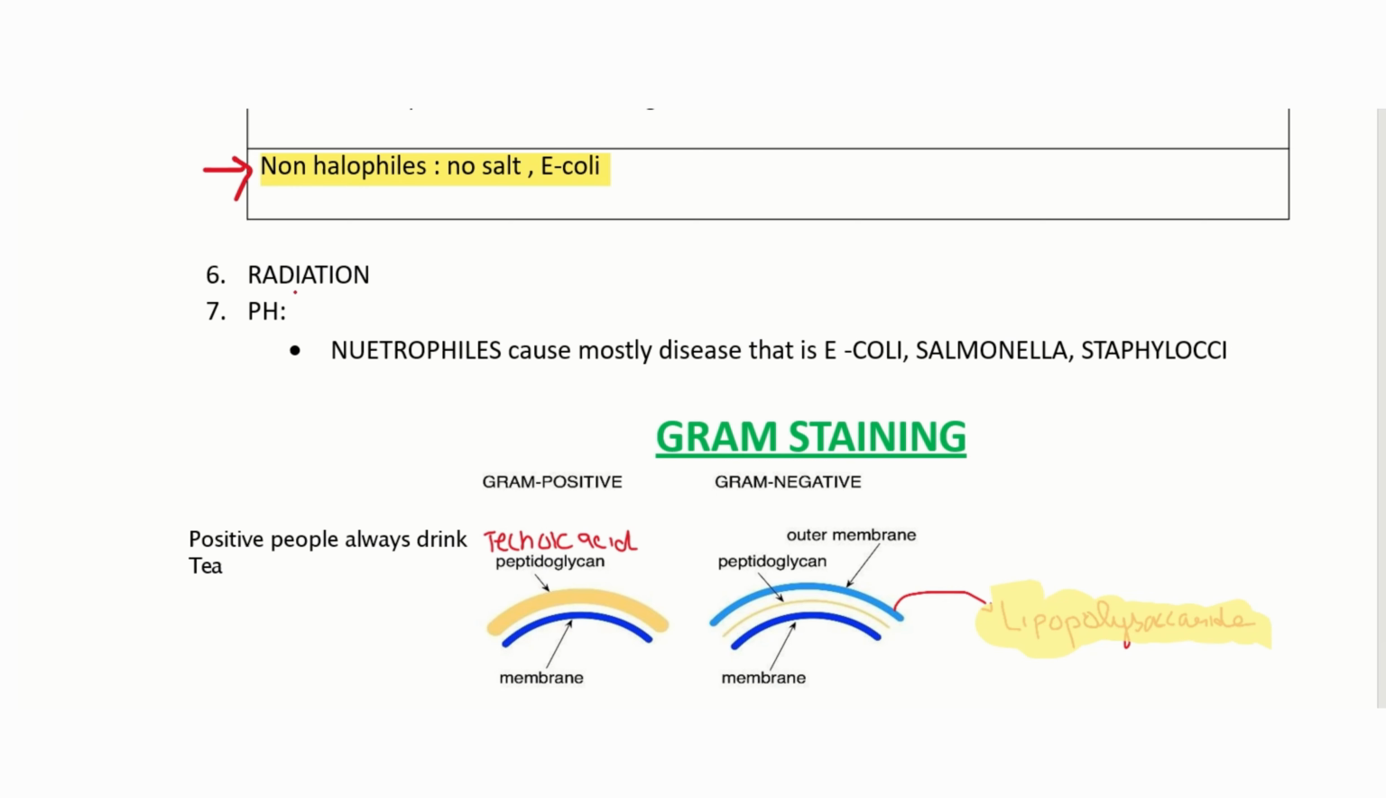Another one is radiation, and the next is pH. pH means neutrophils. Neutrophils means the neutral pH. They are the ones that cause mostly all diseases. Sorry, not mostly, all diseases. Most diseases are caused by neutrophils. So the examples are E. coli, Salmonella, and Staphylococci.